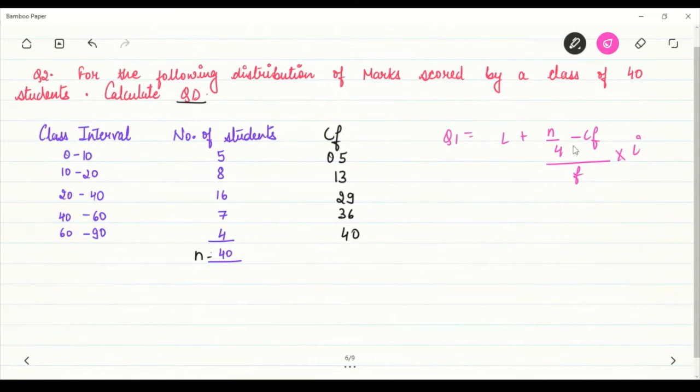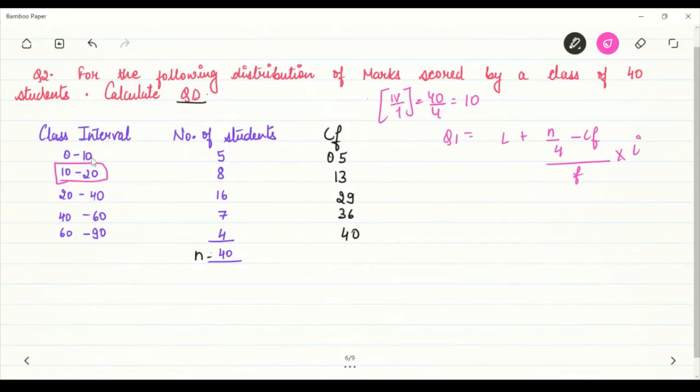So when we place the values, n by 4 is 40 by 4, which gives us the 10th value. So the class containing the 10th value is 10 to 20, right? The class that contains 10 as its value is 10 to 20.